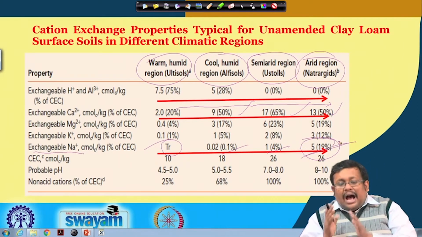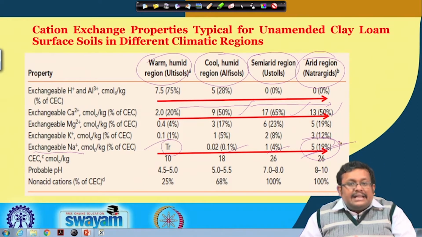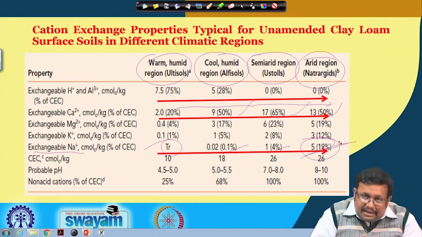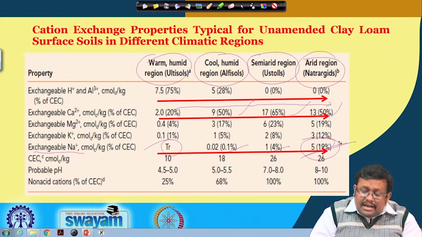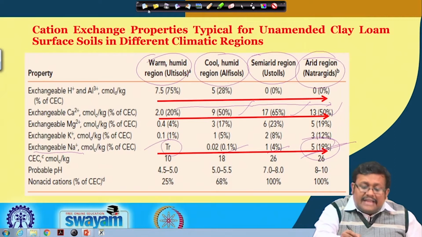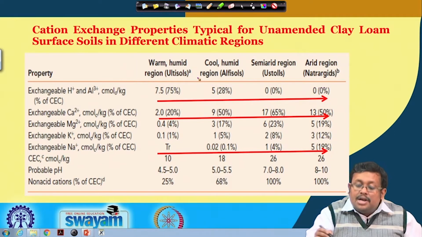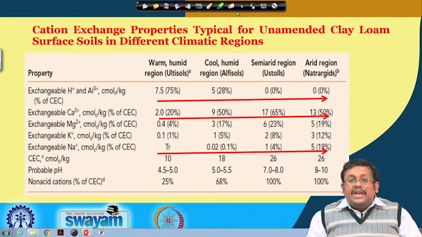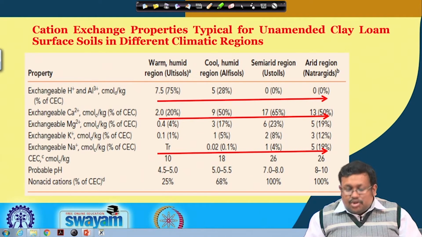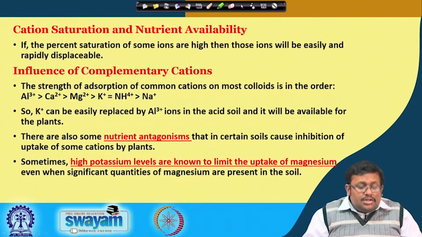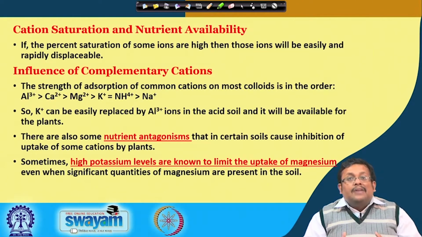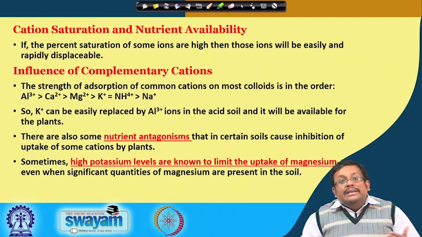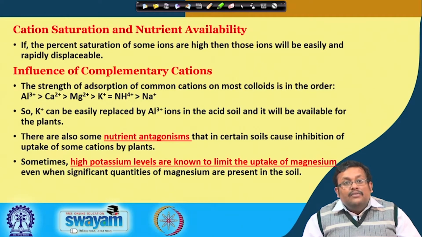So, you can see how the dominance of different cations changes for a particular type of soil under different climatic conditions. That shows the importance of climate for soil development, as we have discussed in our earlier lectures on soil. Now, cation saturation and nutrient availability: obviously, if the percent saturation of some ions is high, then those ions will be easily and rapidly displaceable.